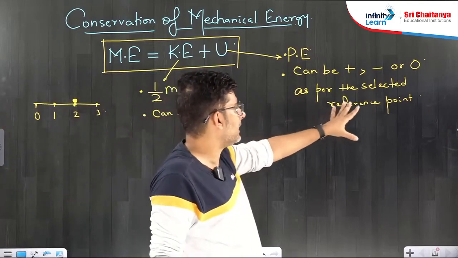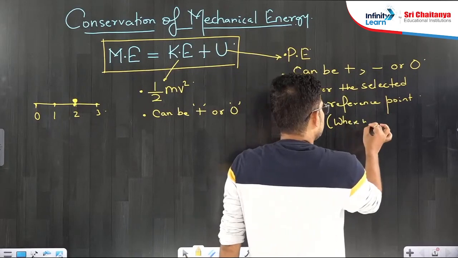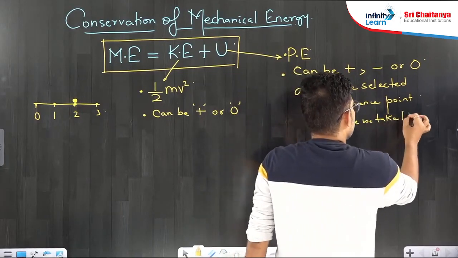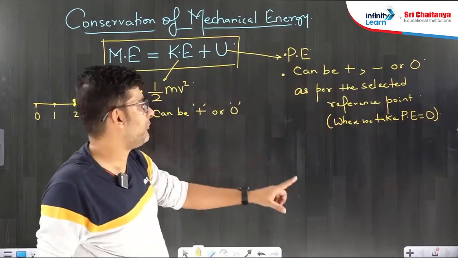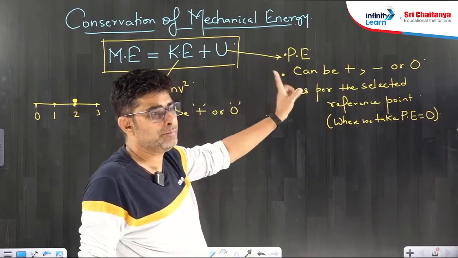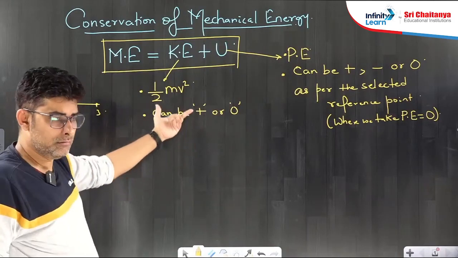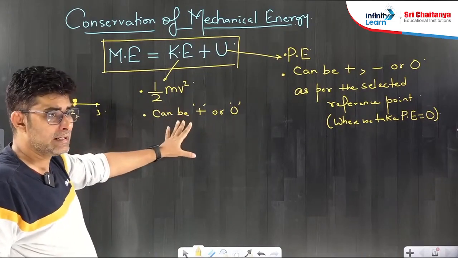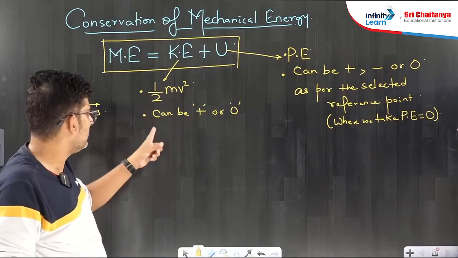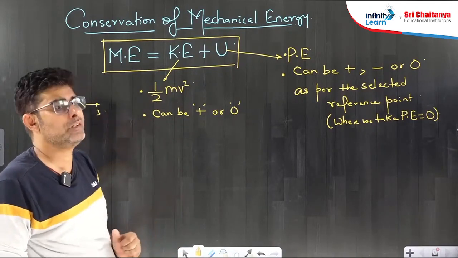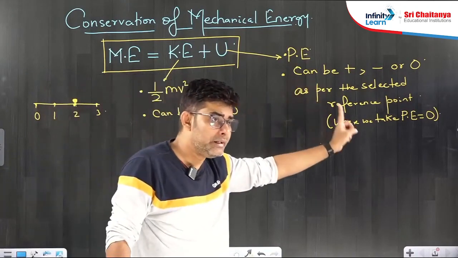When we select a reference point, it means where we take potential energy to be 0. So according to the selected reference point, your potential energy can be positive, negative and 0. Kinetic energy can never be negative. Kinetic energy is always dependent on the motion. It does not depend on the reference point or position. It is independent of reference position, and potential energy is dependent on reference position.